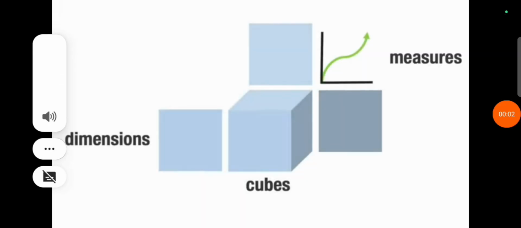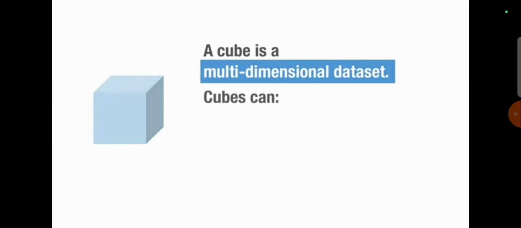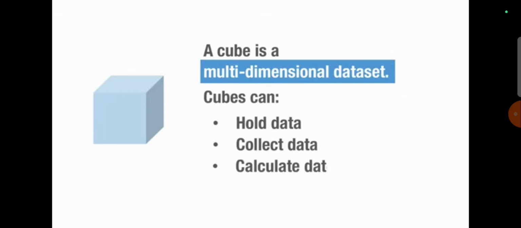Dimensions and measures in regard to OLAP modeling. These terms can be confusing if you're not an experienced modeler. Today we'll be looking at cubes, what they are, and how they're used in OLAP modeling. So, what is a cube? A cube is a multi-dimensional data set. Cubes can hold data, collect data from users, and be used to calculate data as needed. A cube's data structure can be imagined as a multi-dimensional spreadsheet.